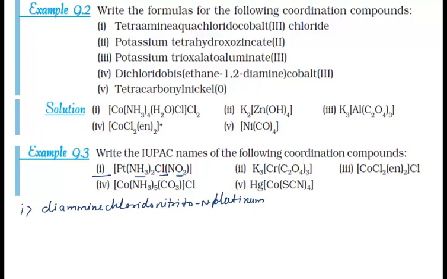Platinum, in the same manner it has to be written, then the oxidation state. So the oxidation state comes out to be: X for platinum, plus amine has 0 charge, so 2, plus -1 for chlorine, plus -1 for nitrito. So it will be X minus 2 equals 0, so X comes out to be +2. That means in Roman we will write 2. This is the oxidation state. And finally it is diamine chlorido nitrito-N platinum(II).